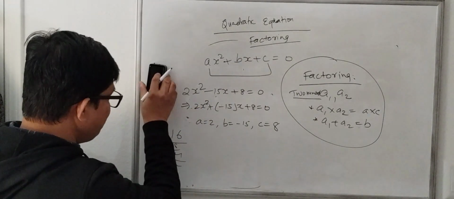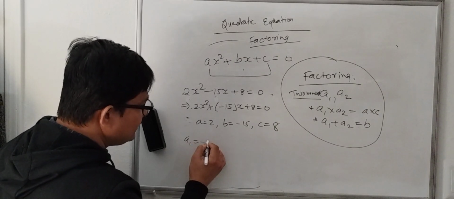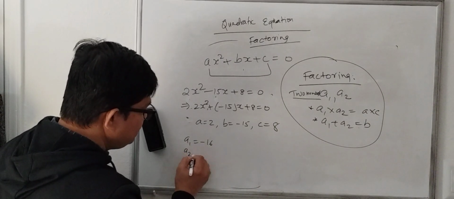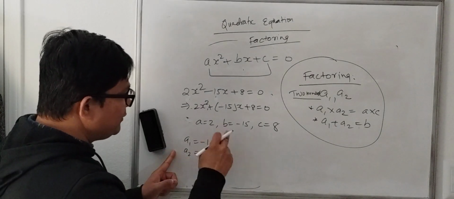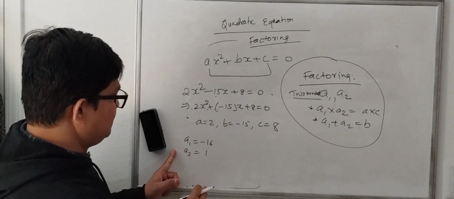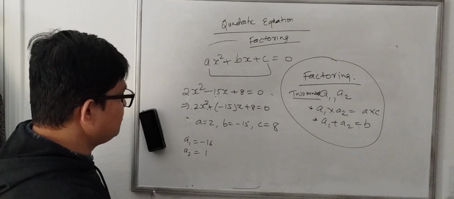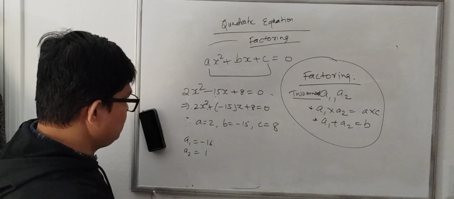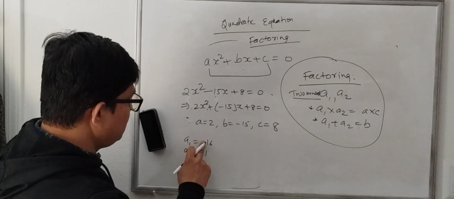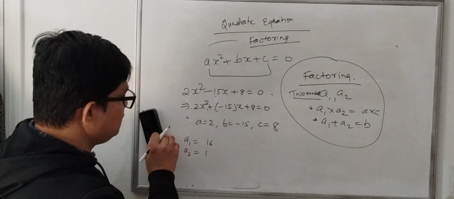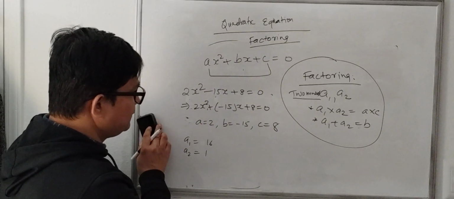If I have one number, let's say I call A1 minus 16 and A2 1. So see, A1 times A2 will be minus 1, I think. Yeah, okay, this is the wrong equation.